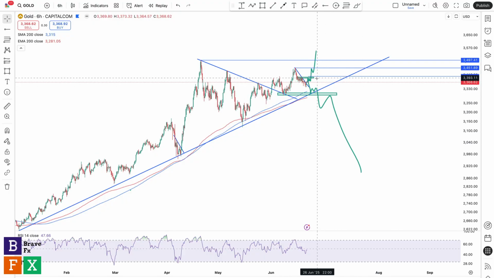But for now, I think the bullish trend is still intact. We just have to look for that sweet spot where we can confidently take our trades. That's it briefly for gold.